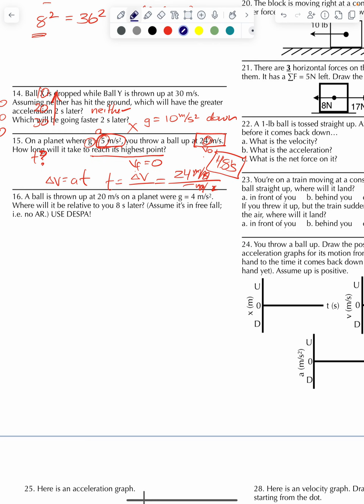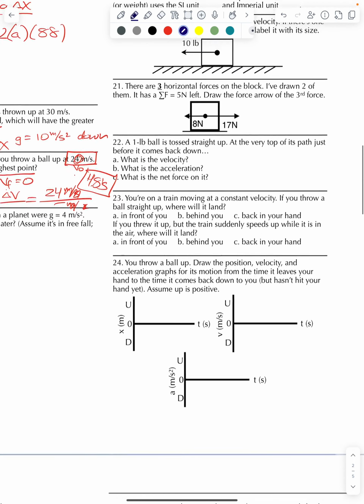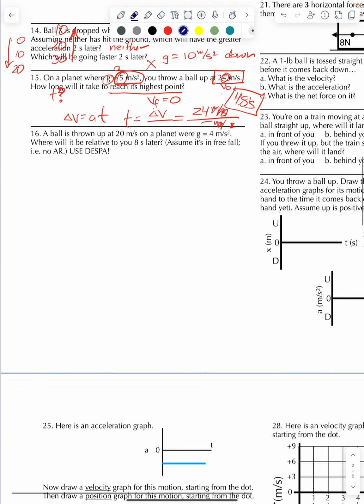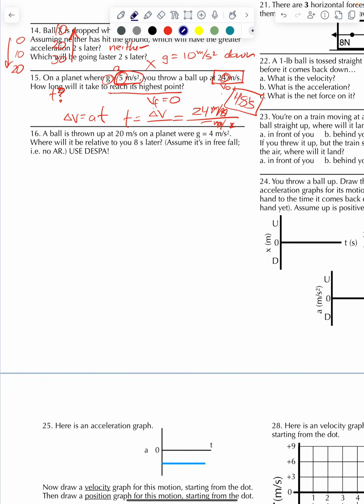Okay, back to 16. Some of these might be a little quicker, so I'm going to try to just finish this in one video. A ball is thrown up at 20 meters per second on a planet where the acceleration is 4 meters per second squared. Where will it be relative to you 8 seconds later? Assume that's in free fall. In other words, there's no air resistance. Yes, you don't need to use DESPA. It's multiple choice. So let's write down what we're given.